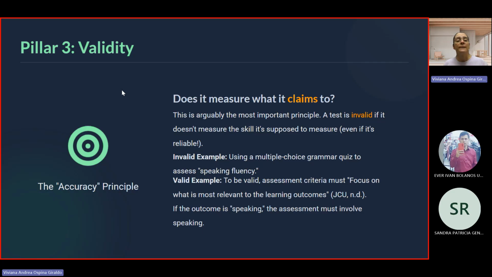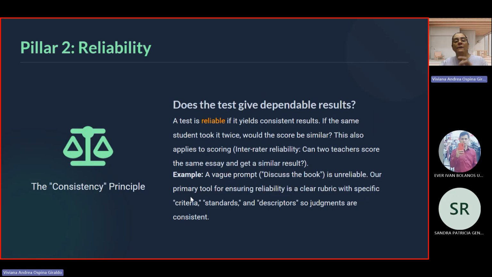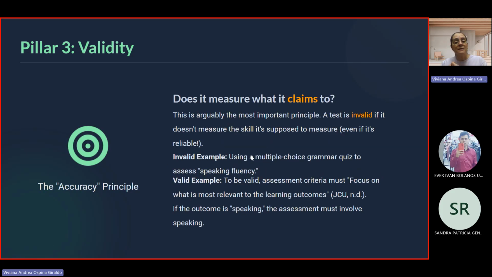So the most important principle that we have is validity, because a test is invalid if it doesn't measure the skill that it's supposed to measure. Even if the test is reliable, because it has clear criteria, clear standards, well-organized descriptors, it is not valid if I cannot test a student's speaking fluency with a multiple choice test, for example.